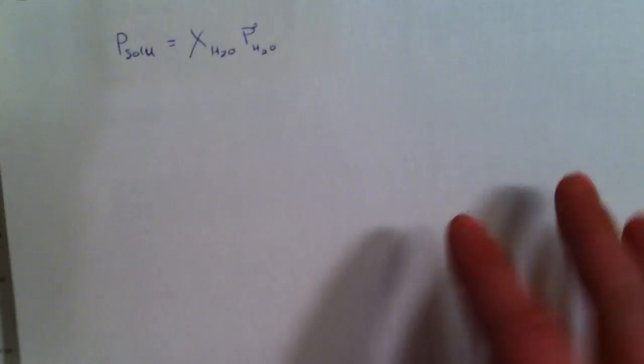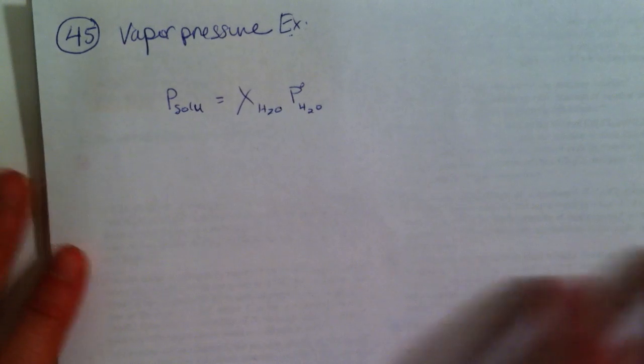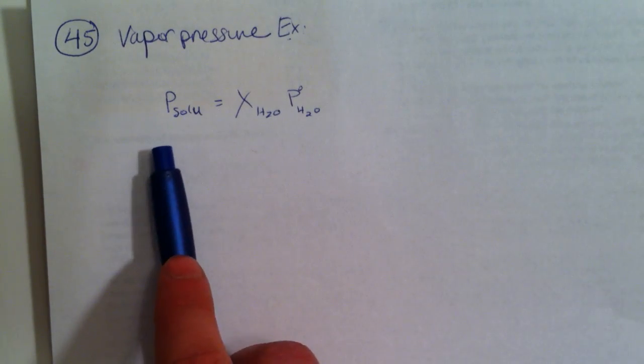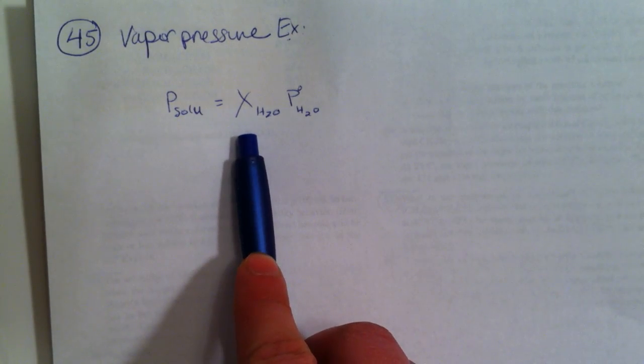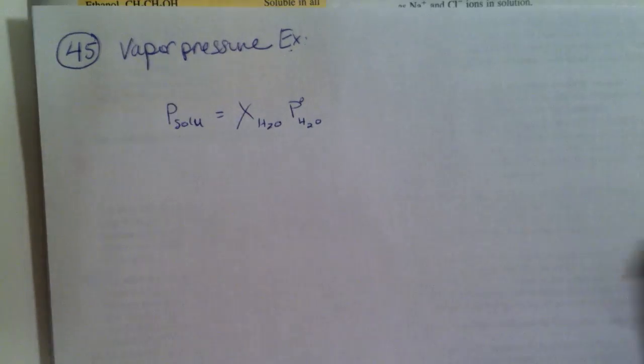So we have this equation, which is the partial pressure, or the vapor pressure of the solution, is equal to the mole fraction of H2O times the pressure initial H2O.